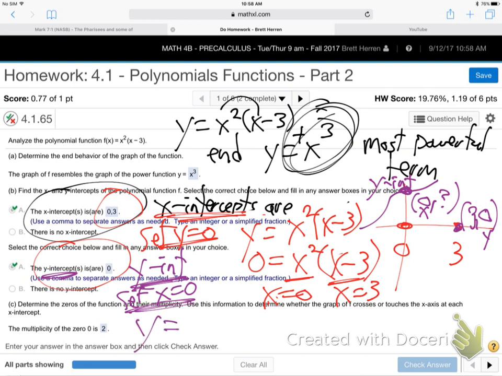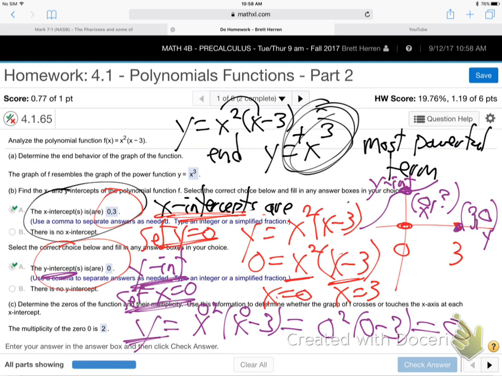So let me take the equation. X squared times x minus 3, and put in 0 there and 0 there. What am I going to get? 0 squared times 0 minus 3, which is just 0. 0 times anything is just 0, huh? So y is 0. That's why I put in the 0 answer there.